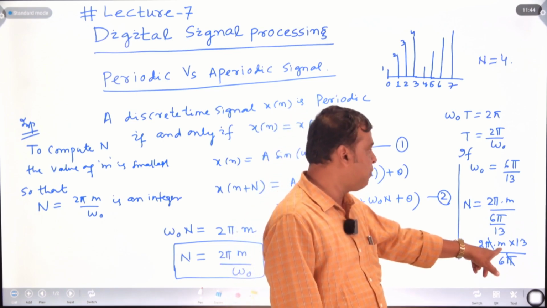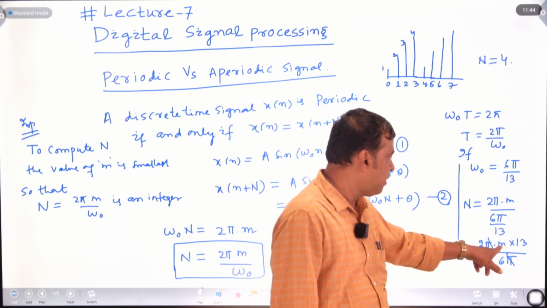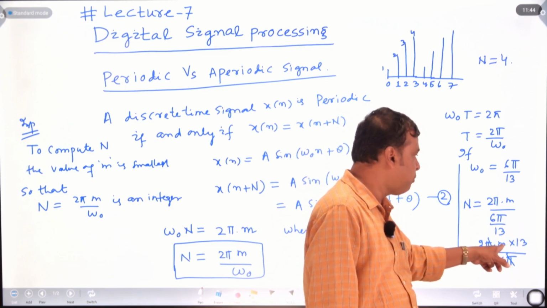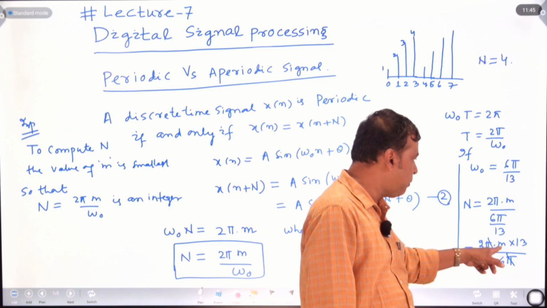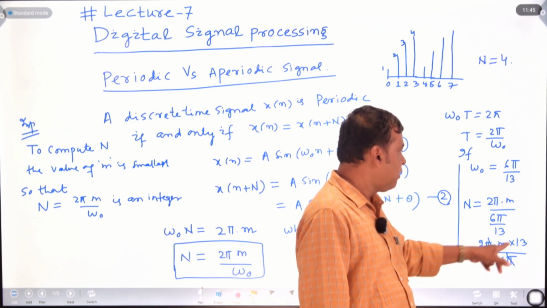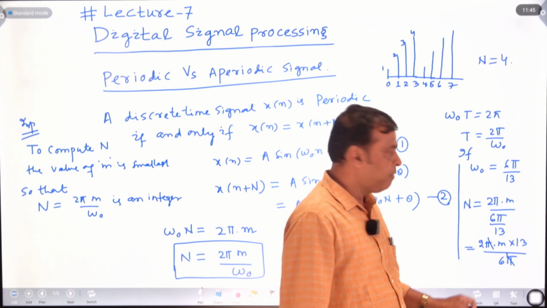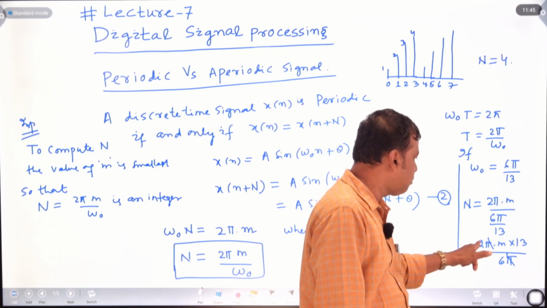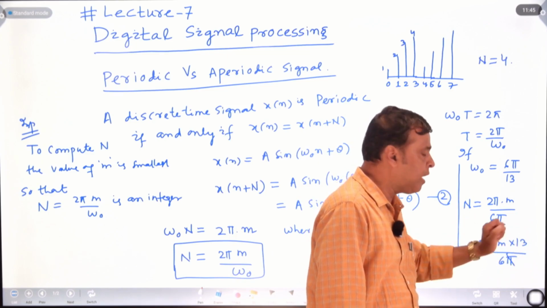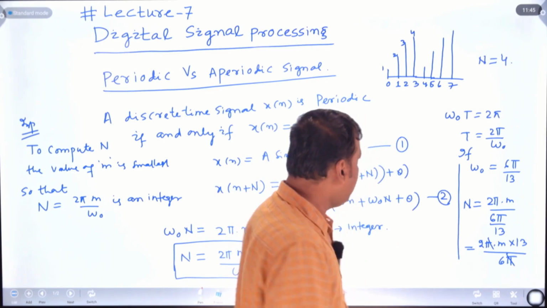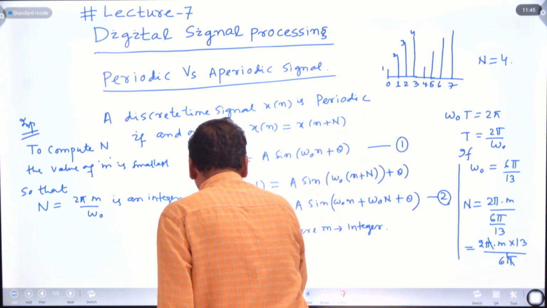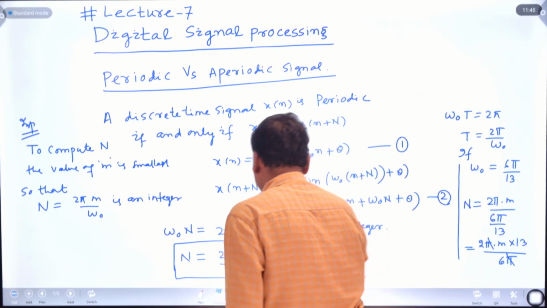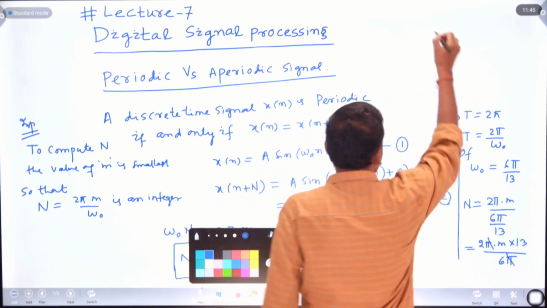If I choose m equal to 1, the value is 2 into 1, that means this will not be an integer. If m equal to 2, 2 into 2 is 4, this will not be an integer. Then I will choose m equal to 3. If m equal to 3, 3 into 2 is 6, and 6 will be cancelled. The value of N is 13. So the value of m is 3.